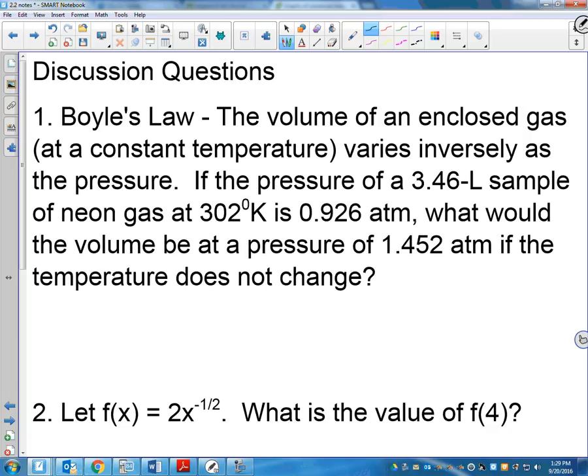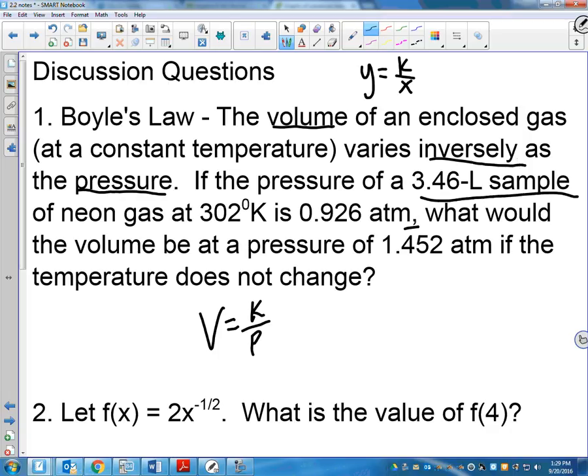The volume of an enclosed gas varies inversely as the pressure. So we talked about this yesterday. Inversely means like y equals some constant over x, but we're talking about volume and pressure. So I think you could say volume equals k over p. And then they give you some information that says if the pressure of a 3.46 liter sample of neon gas at 302 degrees Kelvin is 0.926 atmospheres, what would... But the first part, the if part, is giving you the information to solve for K.